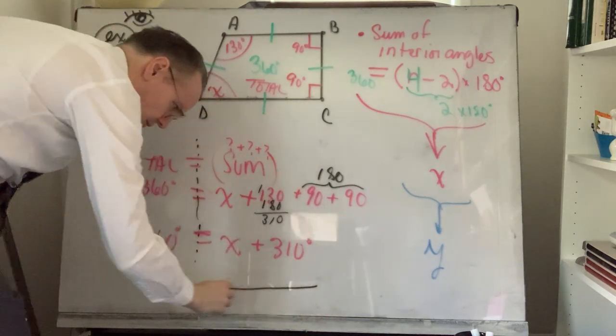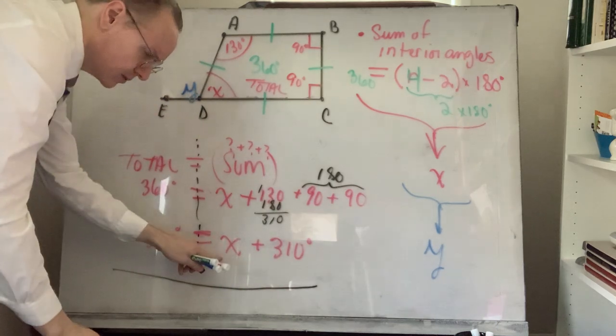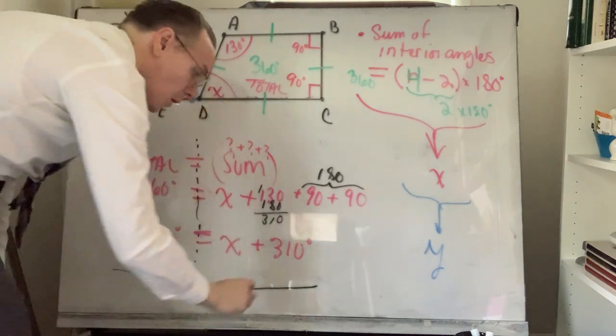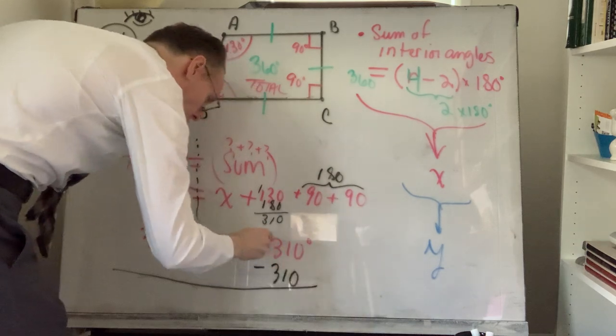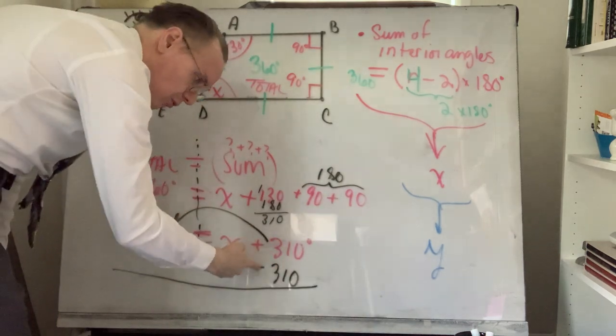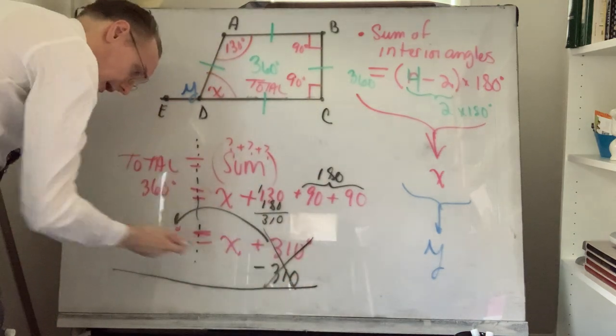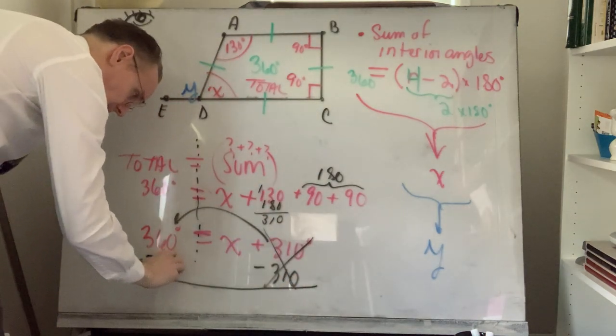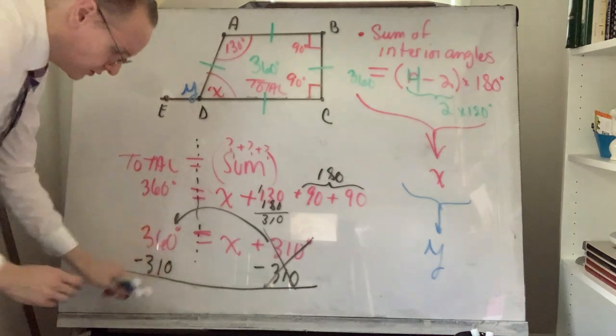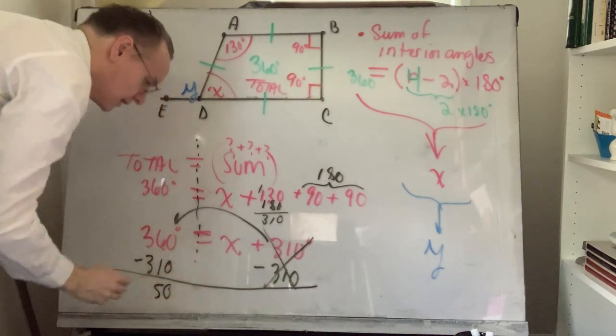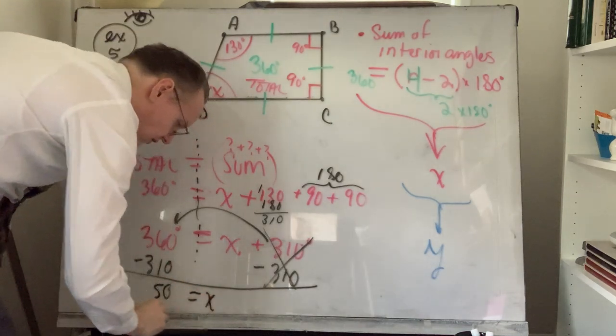So I'm going to draw a little table here. Keep X in place because I want to figure it out. Move 310 over equals. So I'm going to perform the opposite operation. There's, again, naturally a cancellation effect. And if I did it here, I'm obligated to balance. 0, 5. So therefore, X is 50 degrees.